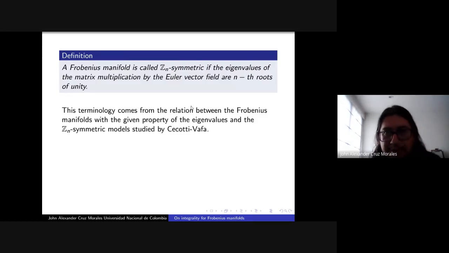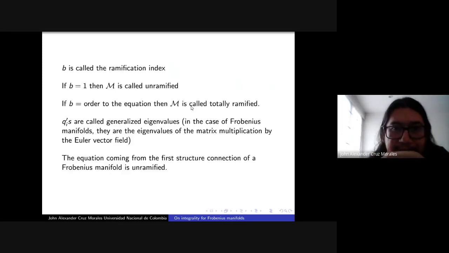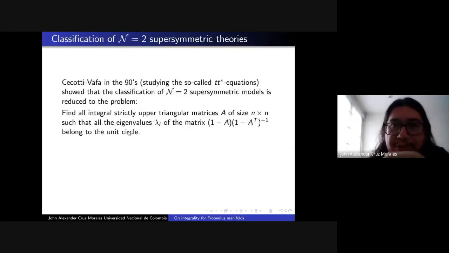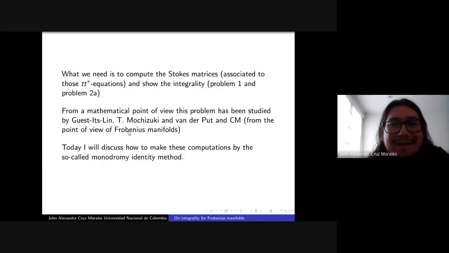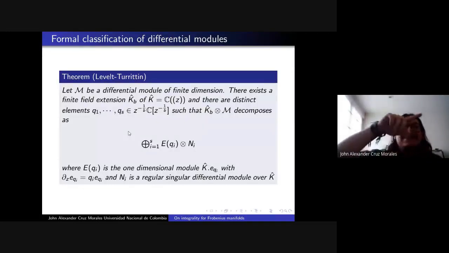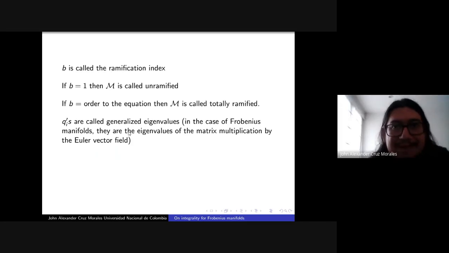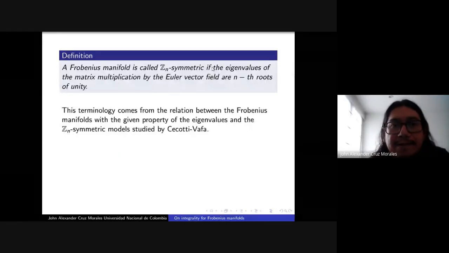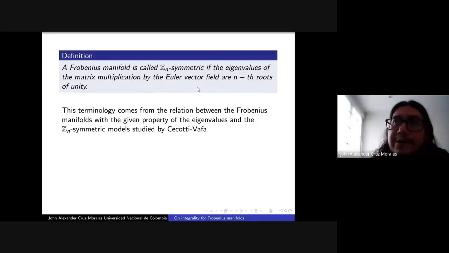So let me introduce some special Frobenius manifolds. If you look at the case of CP^N, and you compute the eigenvalues of this matrix, what you get is that they are roots of unity. That's really good. They are located on a circle. This is what I want to call Z_n symmetry. You have the symmetry of the group of roots of unity, the symmetry of the polygon determined by the roots. So I will call this case a Z_n symmetric Frobenius manifold. A Frobenius manifold is called Z_n symmetric if the eigenvalues of the matrix of multiplication by the Euler vector field are nth roots of unity. For the case of CP^N, that's the case.